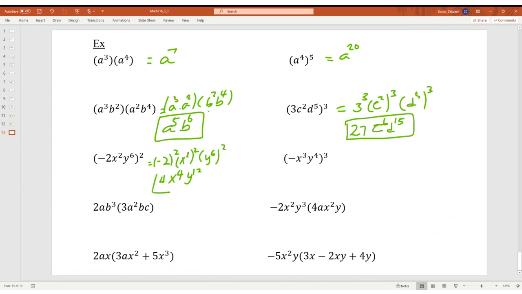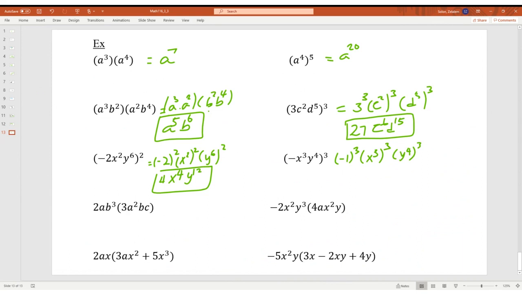Okay. Now if you see the next one, this is a cubic function. So for the negative, I can say negative 1. So I can say negative 1 cubed. And we have x cubed cubed. And we have y to the power of 4 cubed. So negative 1 times negative 1 times negative 1.